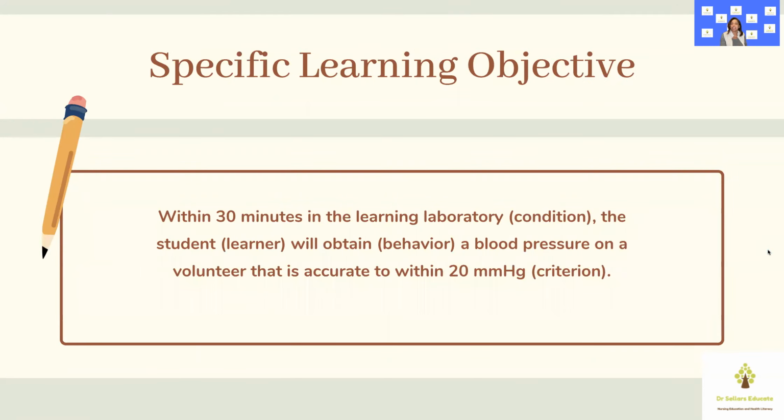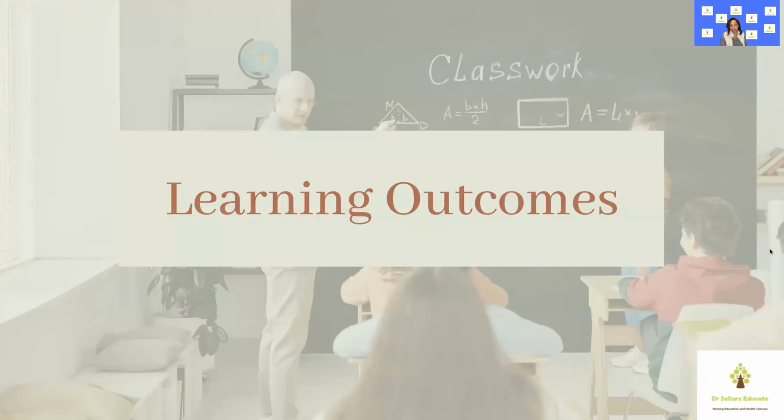So let's take a look at one example of a specific learning objective. Within 30 minutes in the learning lab, that's the condition. The student, that's the learner that's identified. The next component of our learning objective is going to be the behavior, which is will obtain, and then the criterion, which is a blood pressure, on a volunteer that's accurate within the 20 millimeters of mercury.